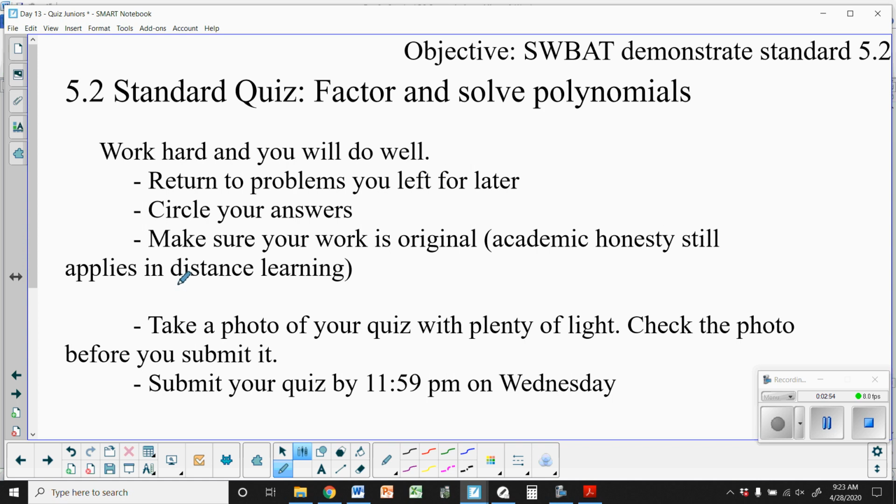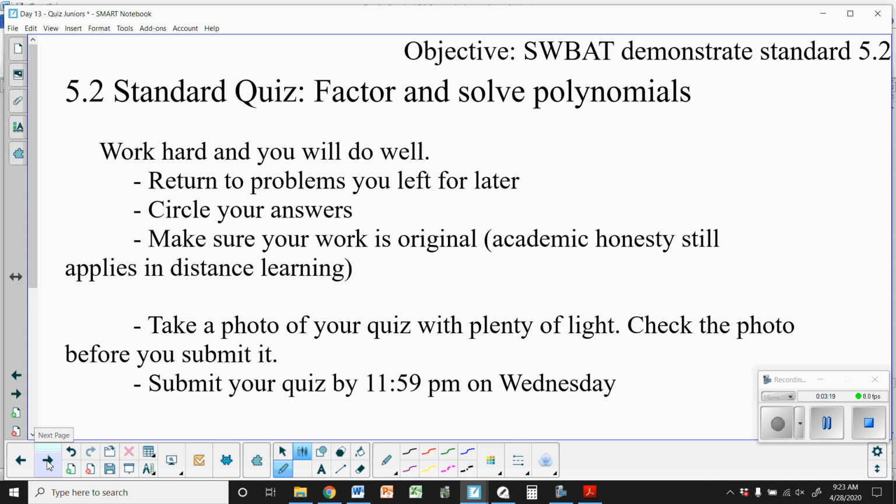So again, work hard on the quiz, return to problems you left for later, circle your answers. That's important so that I know which one is your answer. Make sure that your work is original, so make sure that you're working on this on your own. Take a photo of your quiz with plenty of light, check the photo before you submit it, and then submit your quiz by 11:59 p.m. on Wednesday. And Thursday morning, we'll start our next standard.